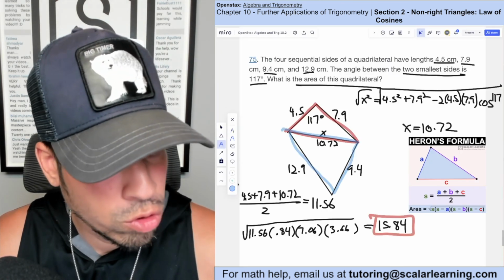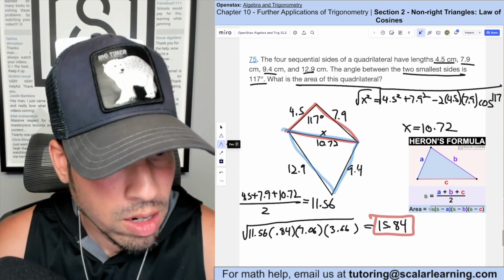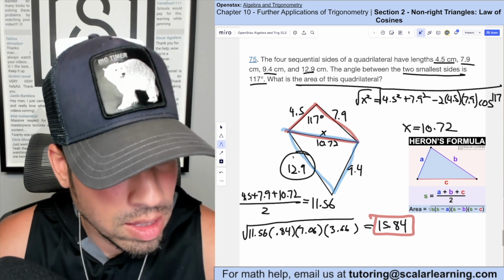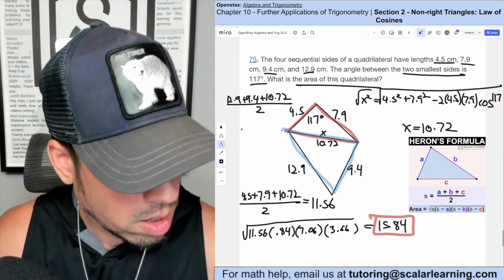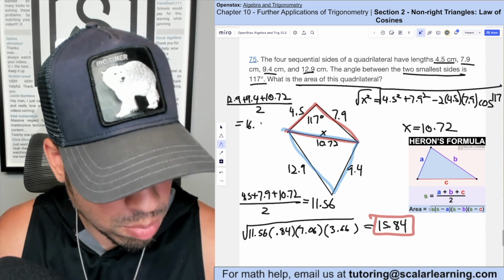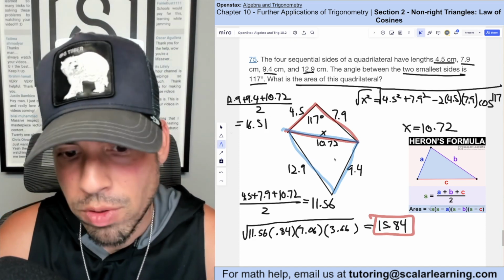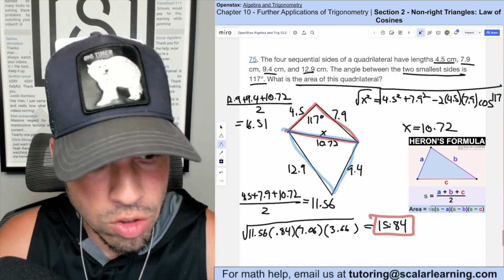Now let's look at this blue triangle. So again, we need to start by calculating S. So I need to add this, this, and this and divide by 2. And we get 16.51. So that's our S value for the blue triangle. Now let's plug it into Heron's formula.